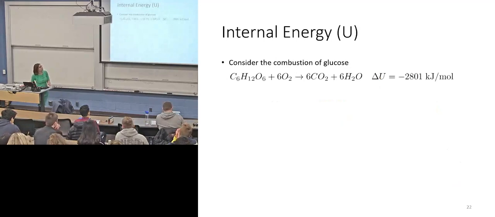Okay, so C6H12O6 is a glucose molecule. When we add oxygen, we can have combustion to form water and CO2, and we have delta U equals negative 2801 kilojoules per mole. Okay. So is this a favorable reaction? Why? There's a negative. Great.